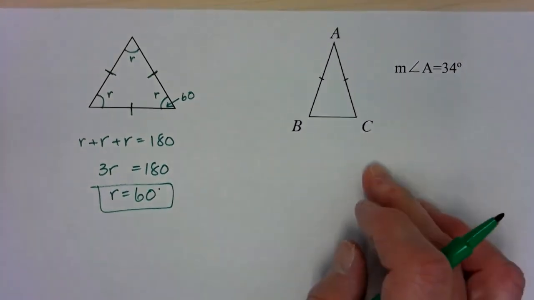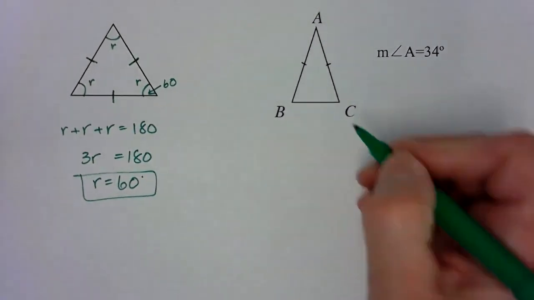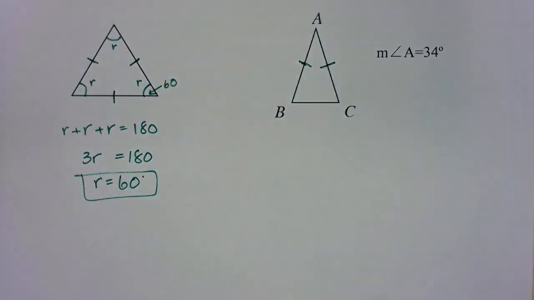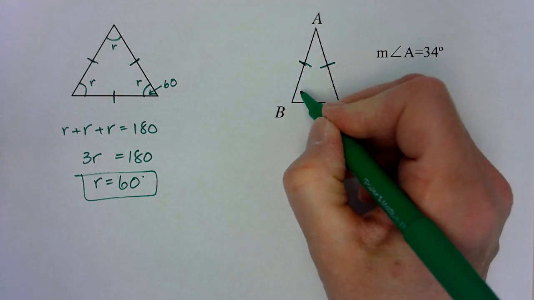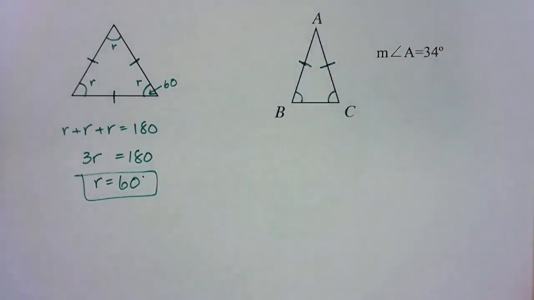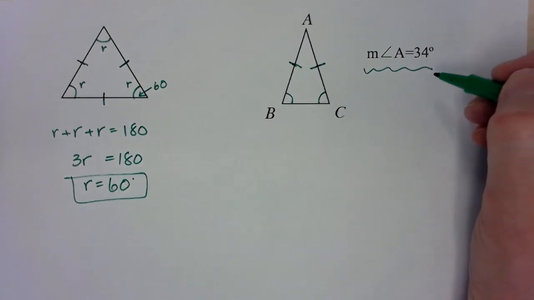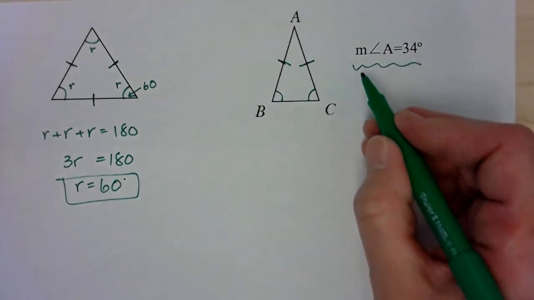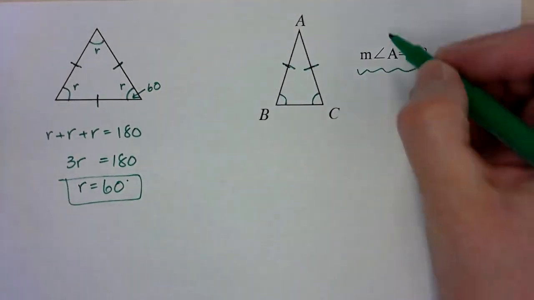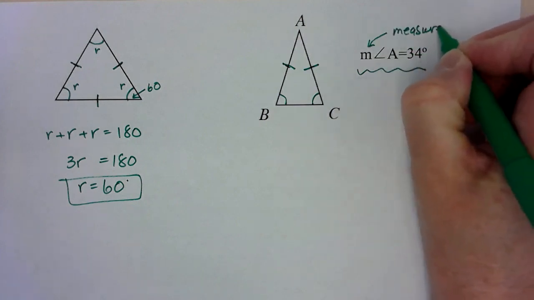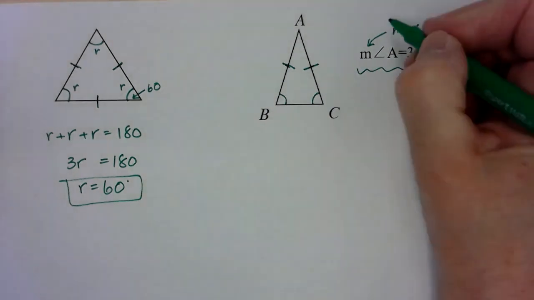Let's take a look at the isosceles triangle. I know it's isosceles because of the two tick marks on the two equal sides. I also know that these base angles are equal. And then over to the side here is some more information. It's telling me that the measure of angle A is 34 degrees. This M means measure.